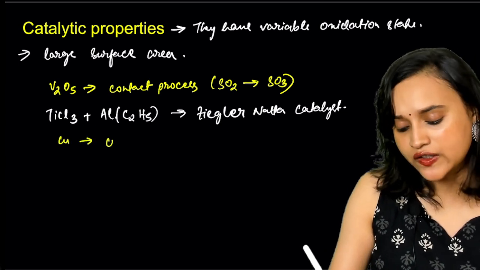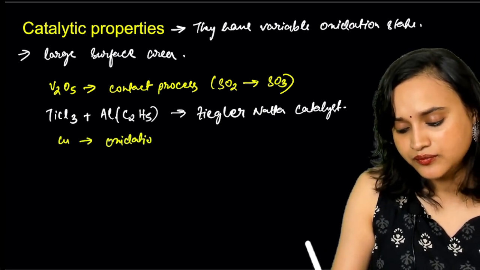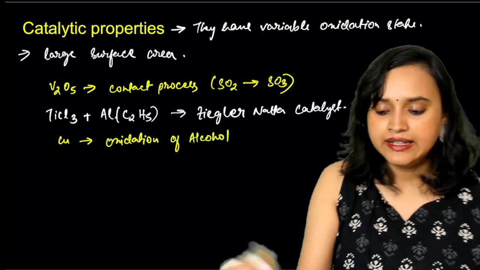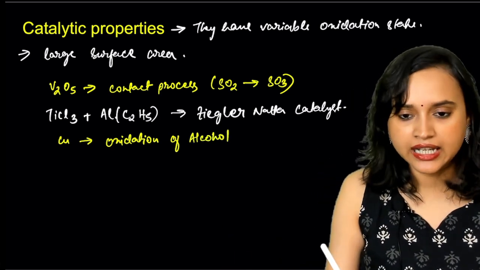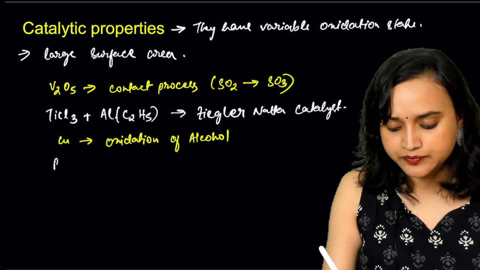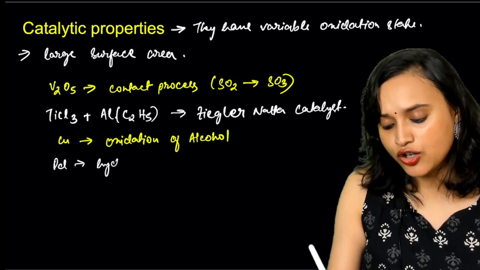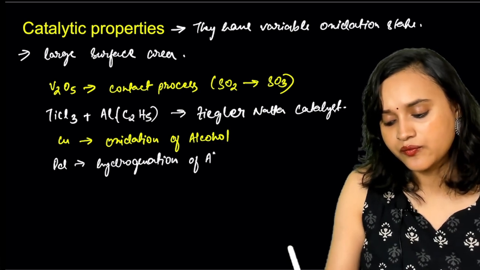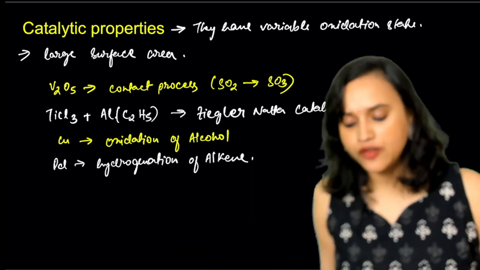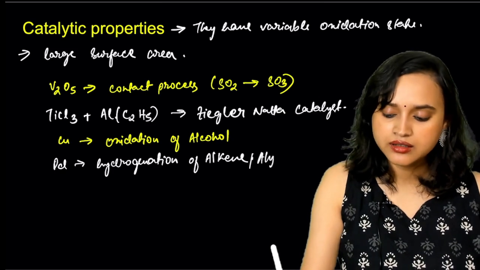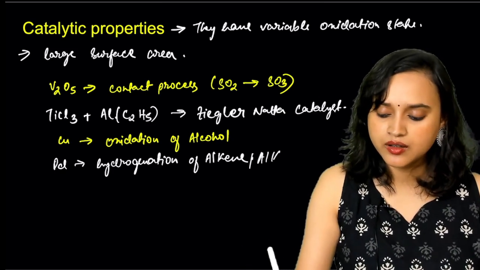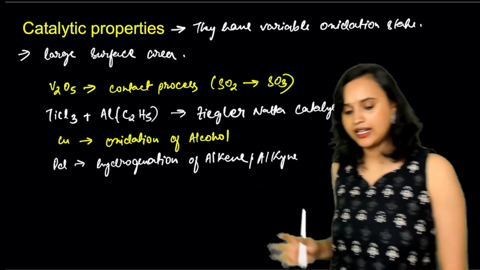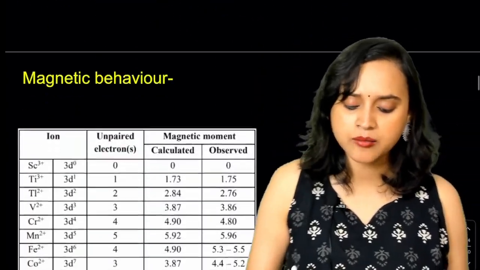Okay. Next, everybody, let's say copper. Copper is used for oxidation of alcohol. Next, another example that I can give you is palladium. Palladium is used for hydrogenation of alkene or alkyne to convert them to either alkene or alkane. Correct, everybody? Yes. So these are some of the examples of catalytic property.